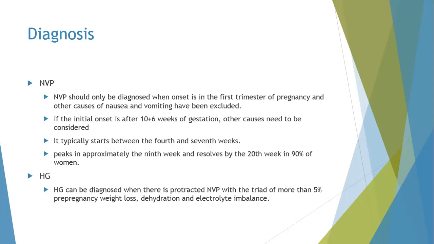Hyperemesis gravidarum. This is protracted nausea and vomiting with a triad of more than 5% pre-pregnancy weight loss, dehydration, and electrolyte imbalance. So we cannot say this is hyperemesis gravidarum unless it has this triad: more than 5% pre-pregnancy weight loss, dehydration, and electrolyte imbalance.